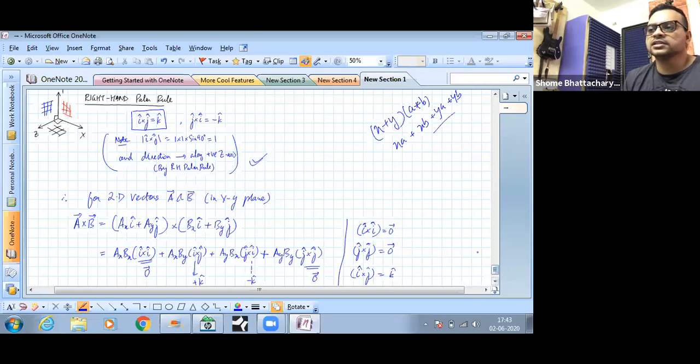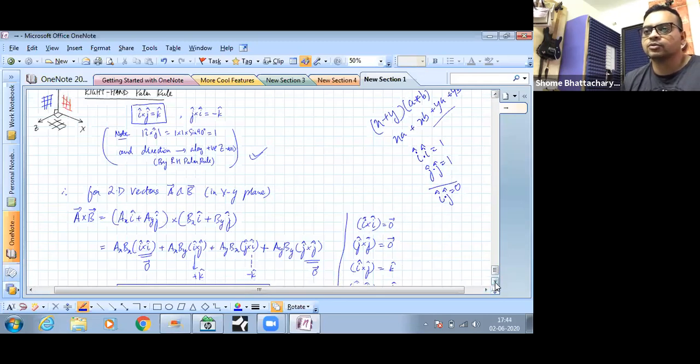i cross i is 0 because any vector cross product with itself is 0. Whereas you'll remember any vector dot product with itself is equal to its magnitude squared. So this was 1. j dot j was 1. Why? Because the dot product is defined according to cos, and the cross product is defined according to sine. So cross product with itself becomes 0, whereas dot product with the same vector was 1. Whereas here, what is i cross j? It's k cap. So it's exactly opposite of the dot product.